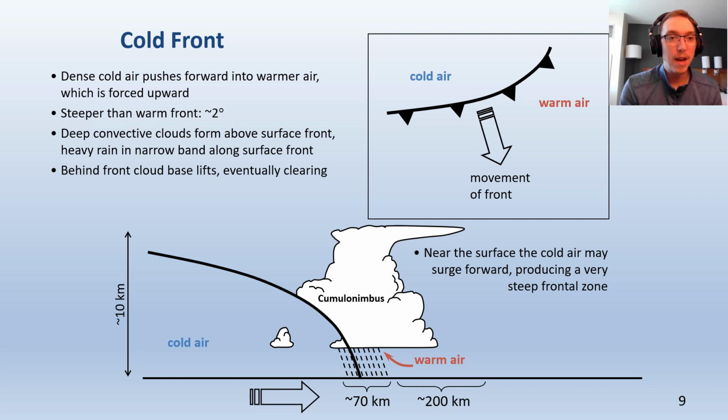So here, what you might have is these deep convective clouds that form above the surface front. Heavy rain in a narrow band along the surface front, and then behind that front, the cloud base lifts and eventually clears. So what's happening here is you've got this warm air that's being rapidly shunted up, right? You've got this really steep gradient with the cold air wedging its way through.